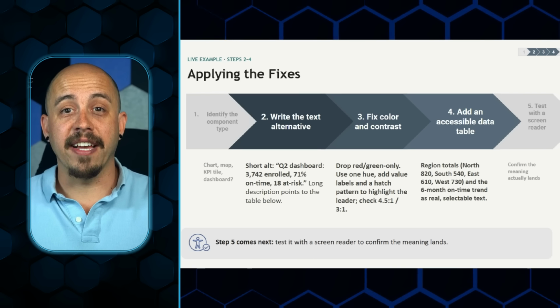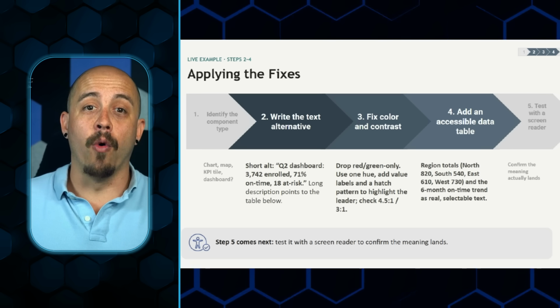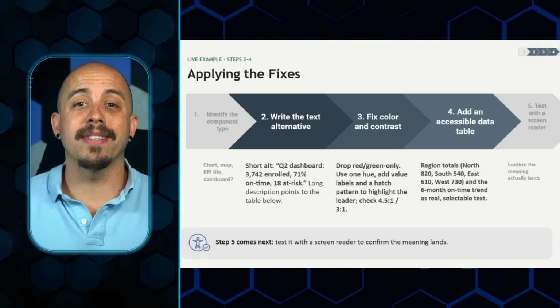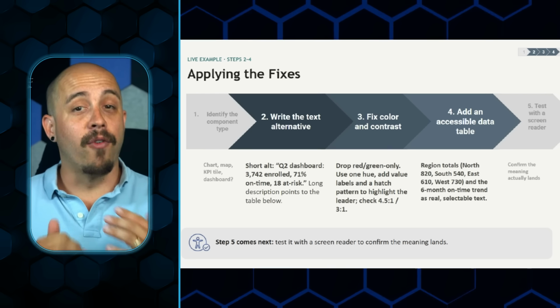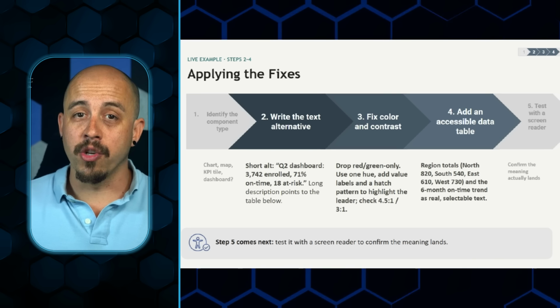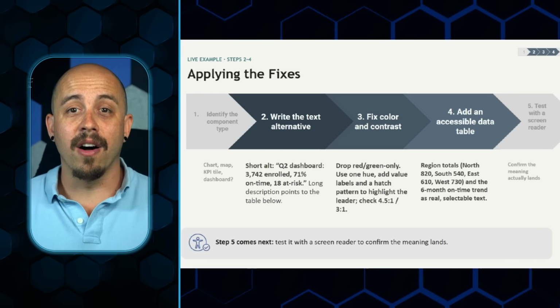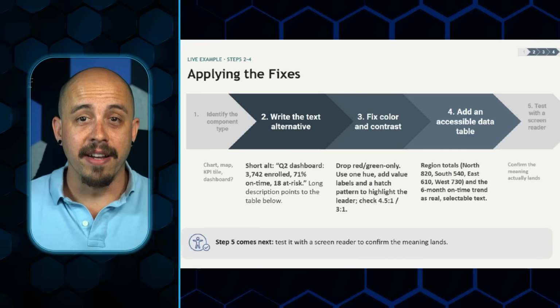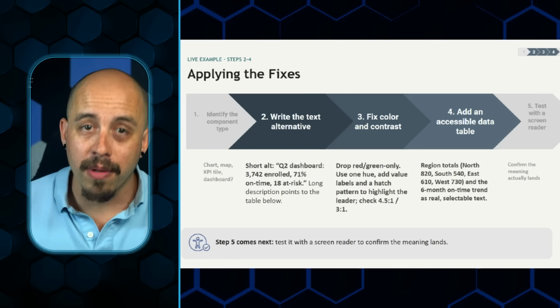Now let's apply the fixes. Step 2, 3, and 4. Step 2, the text alternative. Rewrite a short alt text that states the headline numbers. For example, "Q2 program dashboard, 3,742 enrollments, 71% on time, and 18 at risk." Then a long description that points users to the data table below.